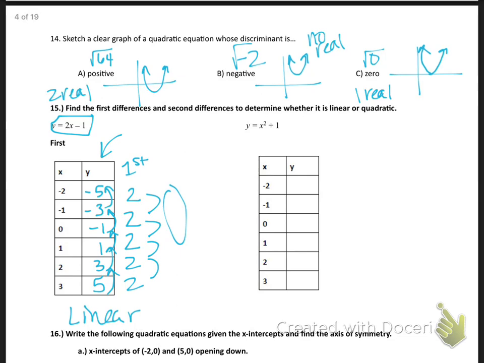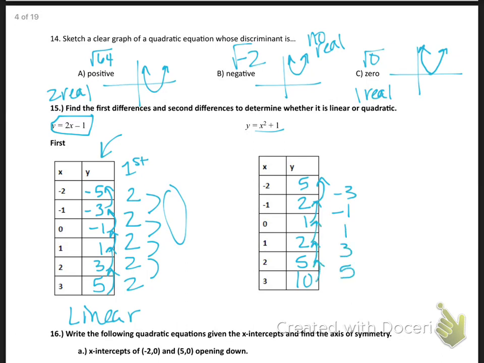For my next one, type in x squared plus 1. So clear out the other one, type it in, look at your table. Your table should say 5, 2, 1, 2, 5, 10. So 2 minus 5 is -3. 1 minus 2 is -1. 2 minus 1, 1. 5 minus 2, 3.